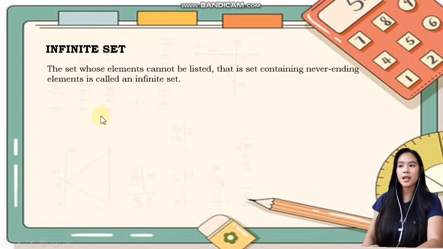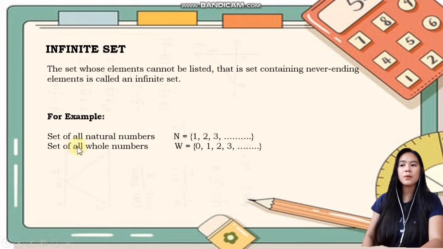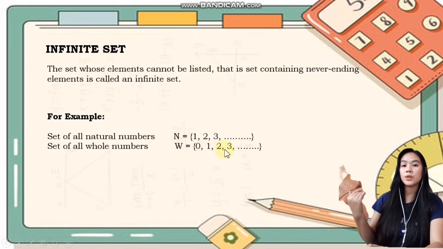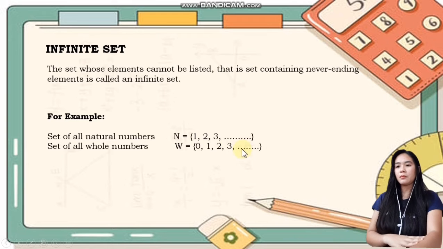Next one is infinite set. The set whose elements cannot be listed. That is, a set containing never-ending elements is called an infinite set. Ito sa infinite set, yung mga elements na mahirap bilangin or never-ending elements. So for example, a set of all natural numbers is written as set N is equals to 1, 2, 3, and so on. And another example is the set of all whole numbers. Set W is equals to 0, 1, 2, 3, and so on.